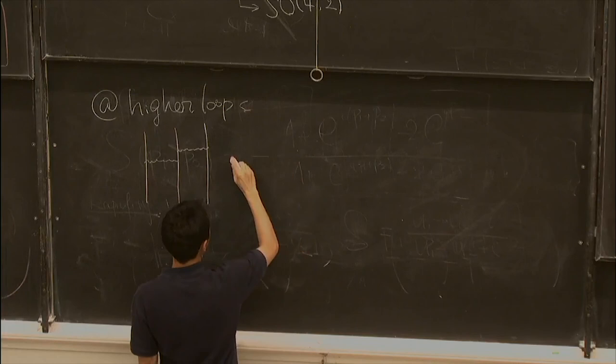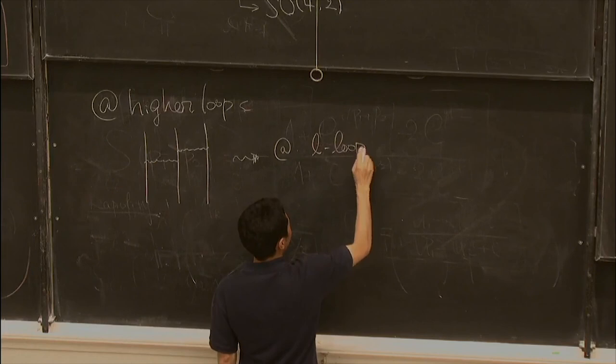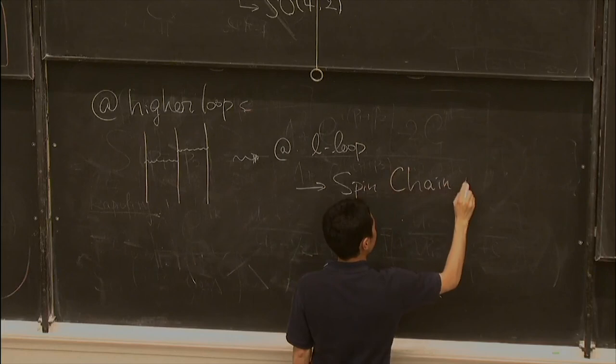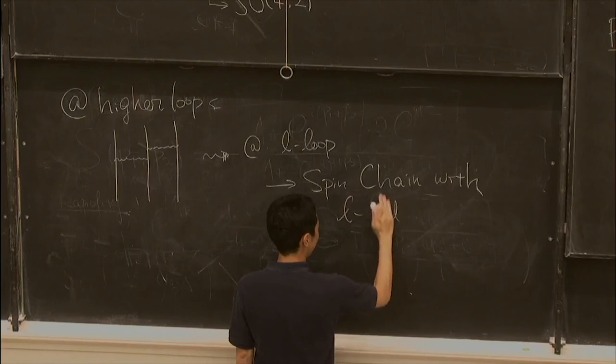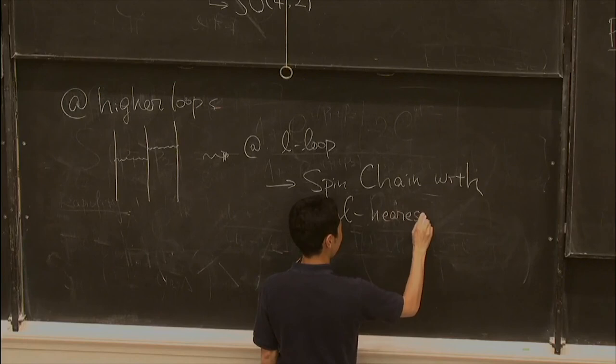So the expectation is that at L loop, you get the spin chain with L nearest neighbor interaction.